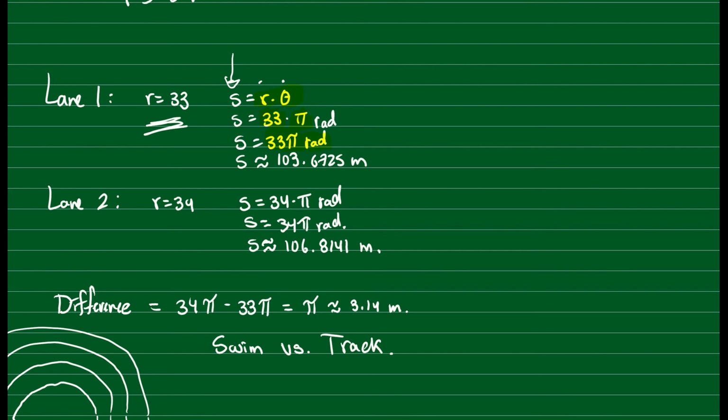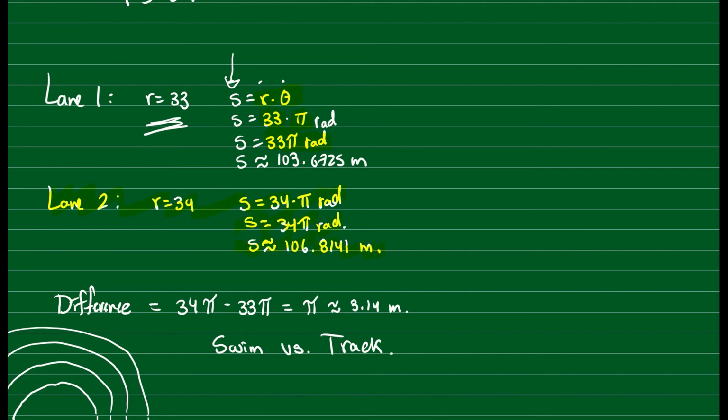Remember how we did DMS and just degrees? The pi, that 3.14 and so on, is really important. That can make a difference if we're talking about very precise calculations. So when we're talking about angles and measurements, we actually like to use radians as a unit. After all the calculations, we get that the arc length is equal to 103.6725 meters, or you could say 33 pi. And this is how we calculate the length of the arc, lane 1.